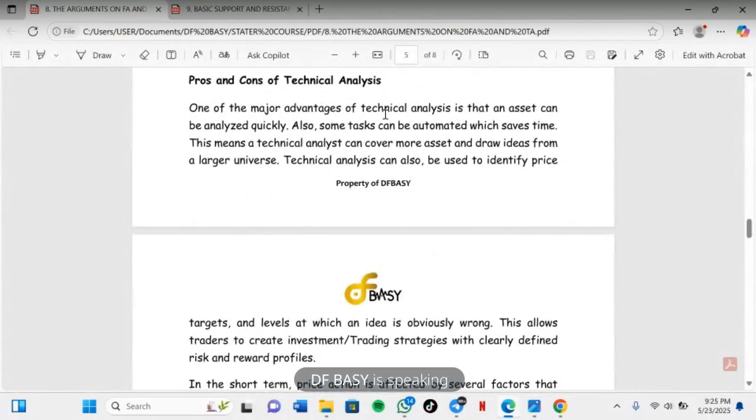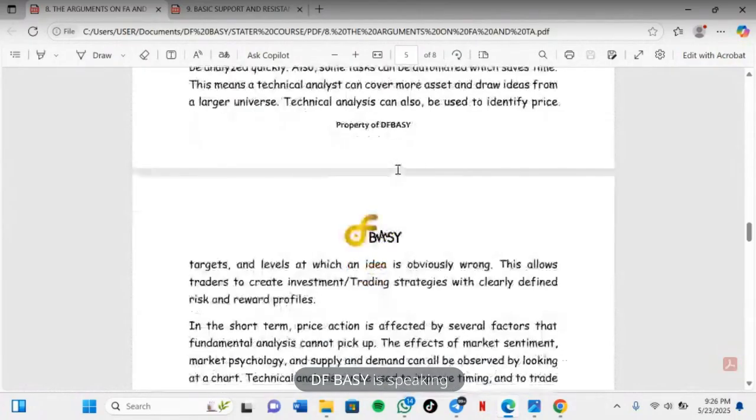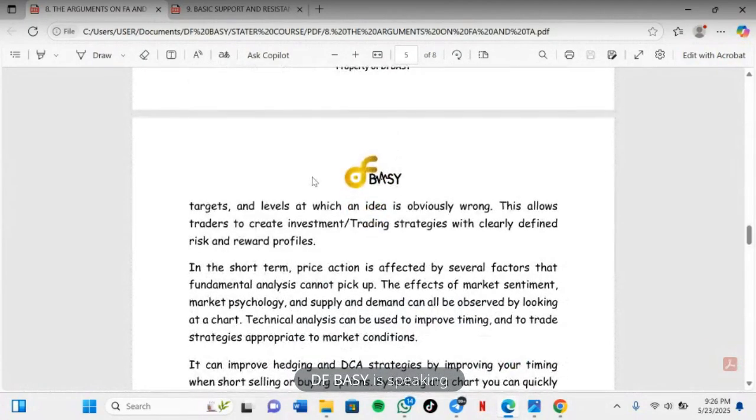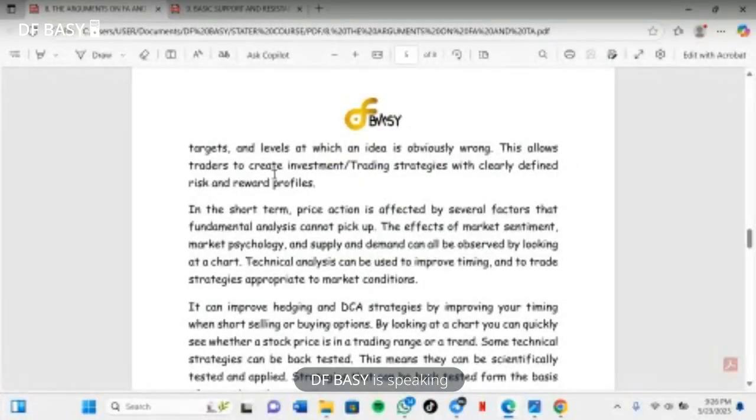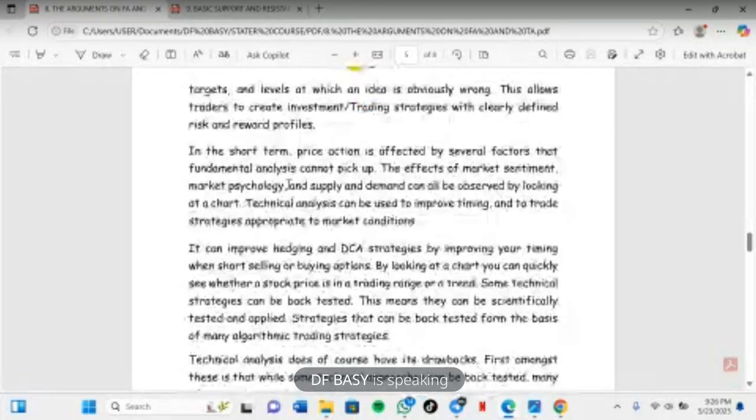One major advantage of technical analysis is that an asset can be analyzed quickly. Also, some tasks can be automated, which saves time. This means a technical analyst can cover more assets and draw ideas from a larger universe. Technical analysis can also be used to identify price targets and the levels at which an idea is obviously wrong. This allows traders to create an investment or trading strategy, right?